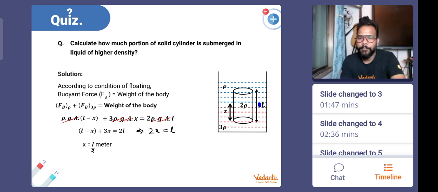Yes, Ishika, absolutely. Okay. So rho is the density of which? Rho is the density of liquid number 1. And 3 rho is the density of liquid number 2. And 2 rho is the density of the solid body which is inside it.